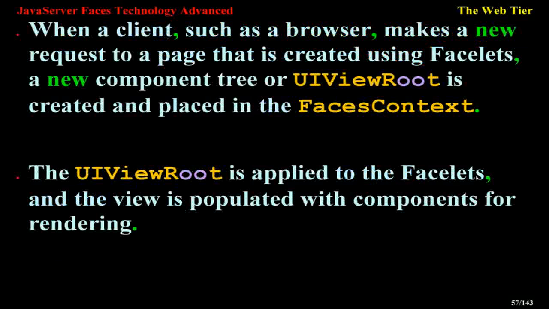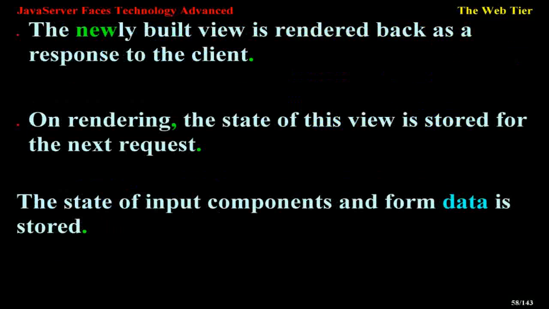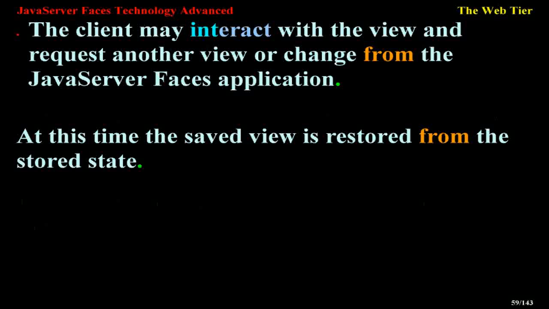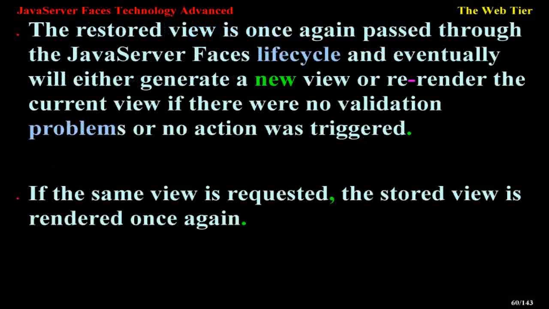The view root is applied to the facelets, and the view is populated with components for rendering. The newly built view is rendered back as a response to the client. On rendering, the state of this view is stored for the next request. The state of input components and form data is stored. The client may interact with the view and request another view or change from the JavaServer Faces application. At this time, the saved view is restored from the stored state. The restored view is once again passed through the JavaServer Faces lifecycle and eventually will either generate a new view or re-render the current view if there were no validation problems or no action was triggered. If the same view is requested, the stored view is rendered once again.